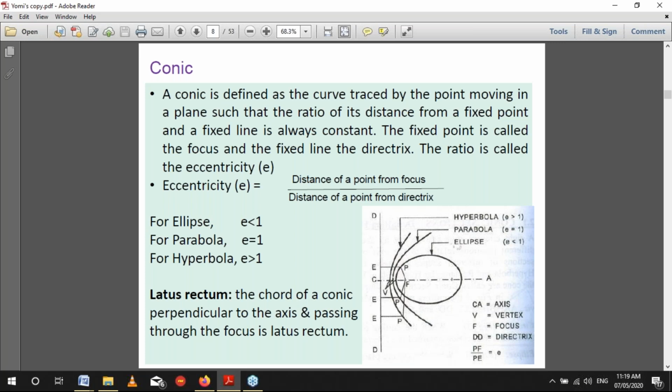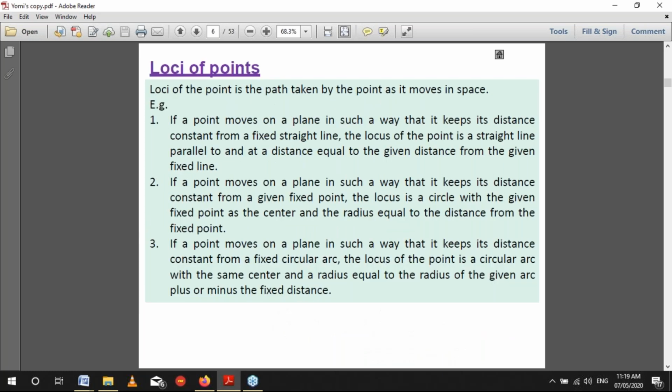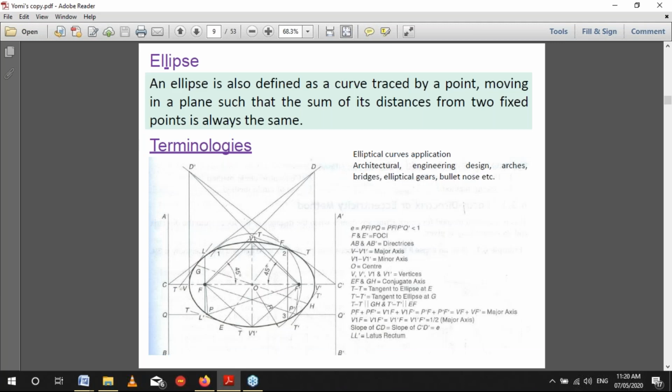Now, we can also define an ellipse as a curve traced by a point moving in a plane such that the sum of its distances from two fixed points is always the same. So now these are the terminologies for the ellipse.